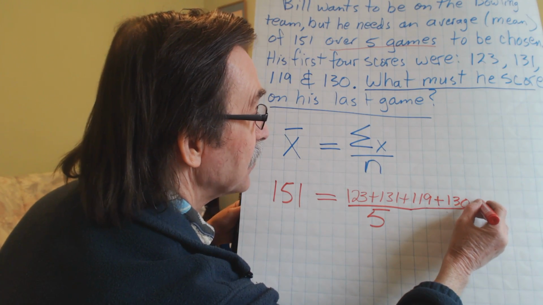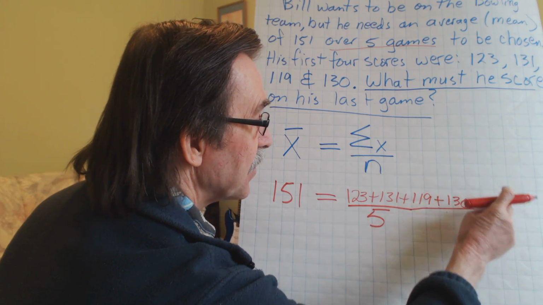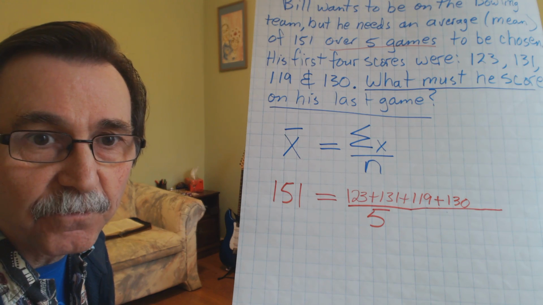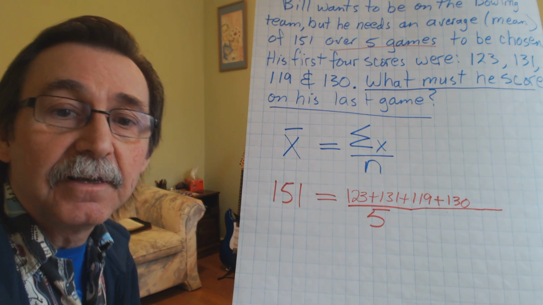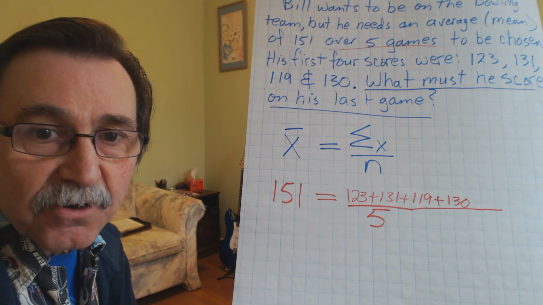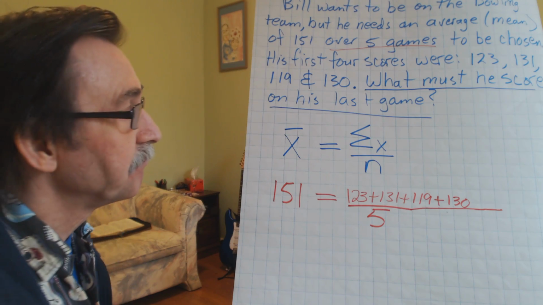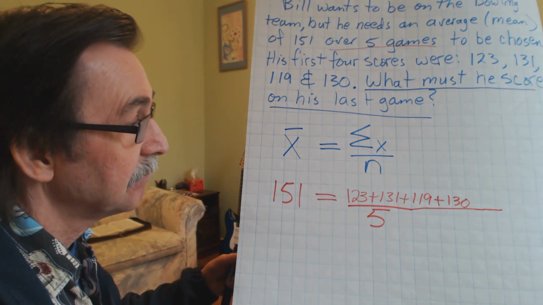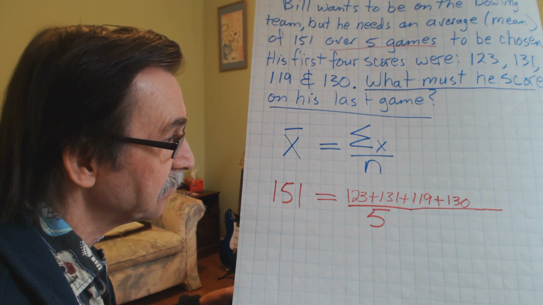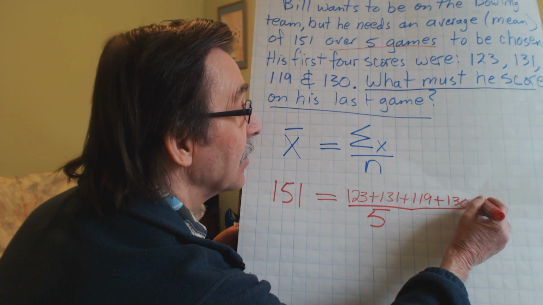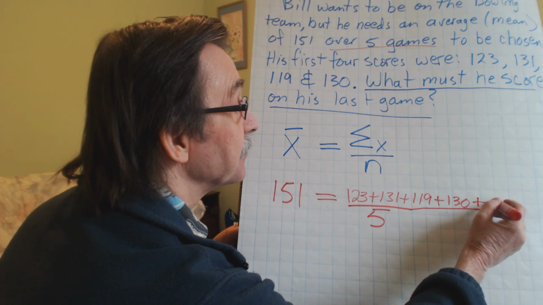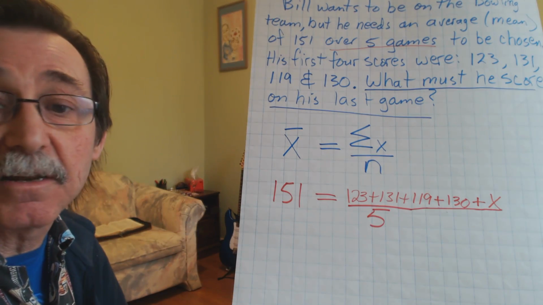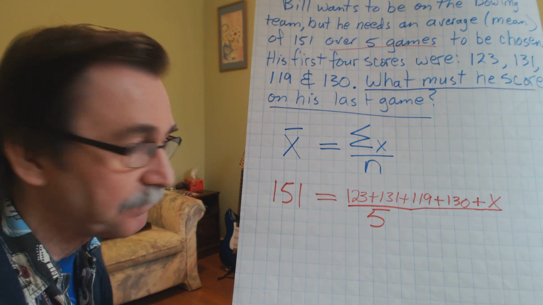and we know that there's going to be another number in there. And that's what we're looking for. So because we don't know it, let's just call it X. You could call it B, you could call it S, you could call it anything. I'm going to call it X. Remember, X represented an individual score.